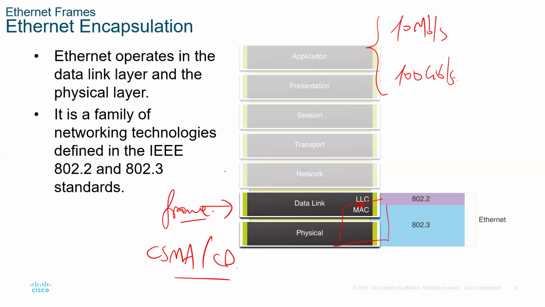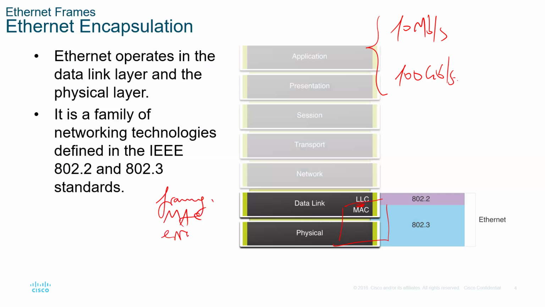So at layer number 2, the Ethernet frame, with Ethernet switching, that is where we have data framing, media access control, and we also have error detection there. So lastly, as I just mentioned: data framing, media access control, then lastly, error detection. So Ethernet deals with these 3 at layer number 2, at the data link layer.